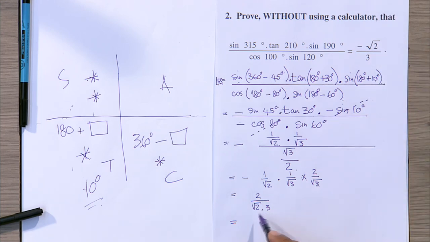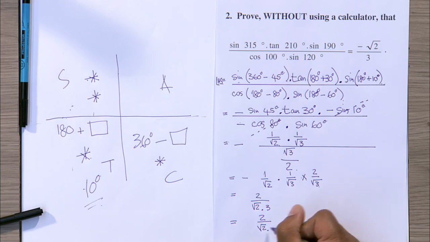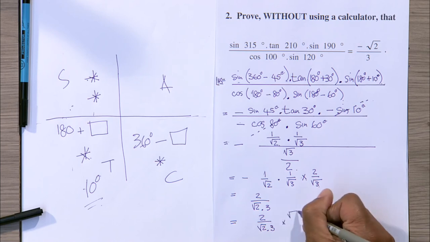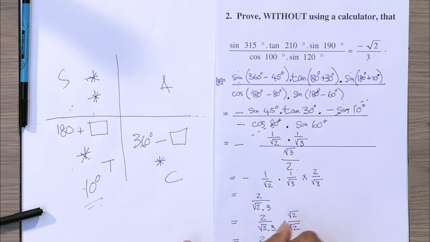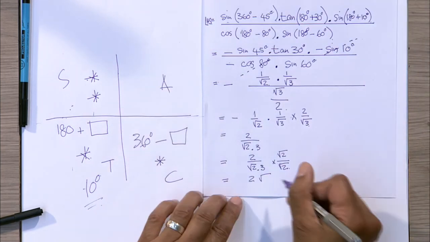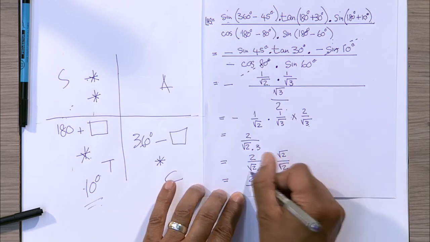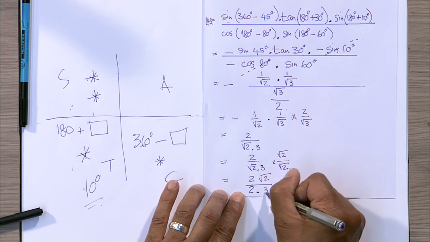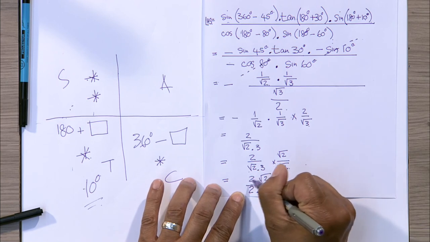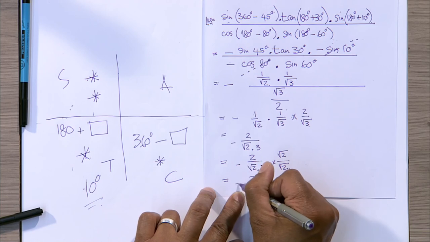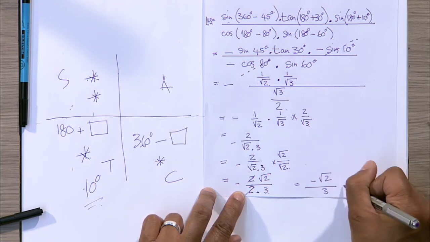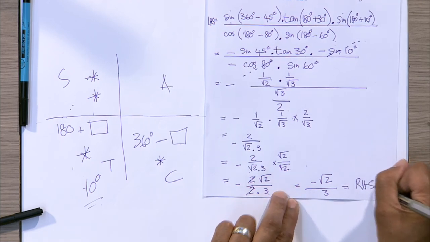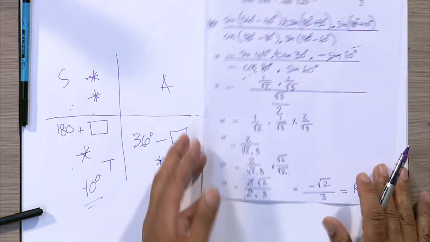So I have an irrational denominator here, and we all know, we have all done this in school. Square root of 2 times 3 multiplied with square root 2 over square root 2 in order to rationalize the denominator. So I'm left with 2 square root 2 in the numerator. That is 2 times 3. I've dropped the negative, sorry. So the 2s will cancel and I'm left with negative square root 2 over 3, which is equal to the right-hand side. And there I have proved that the left-hand side is equal to the right-hand side.